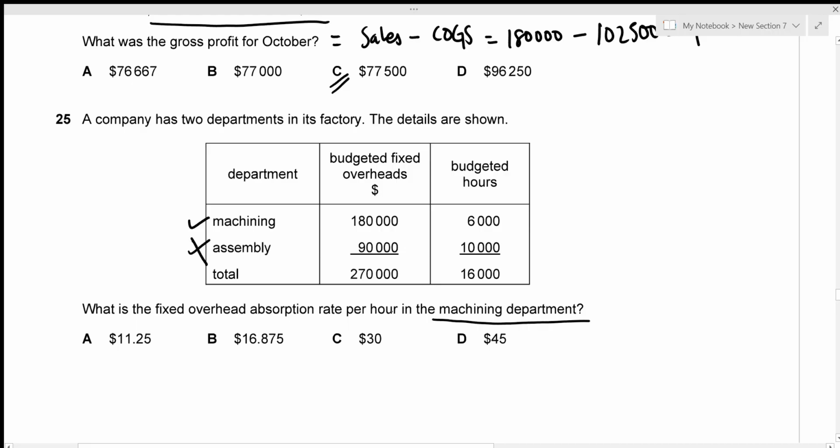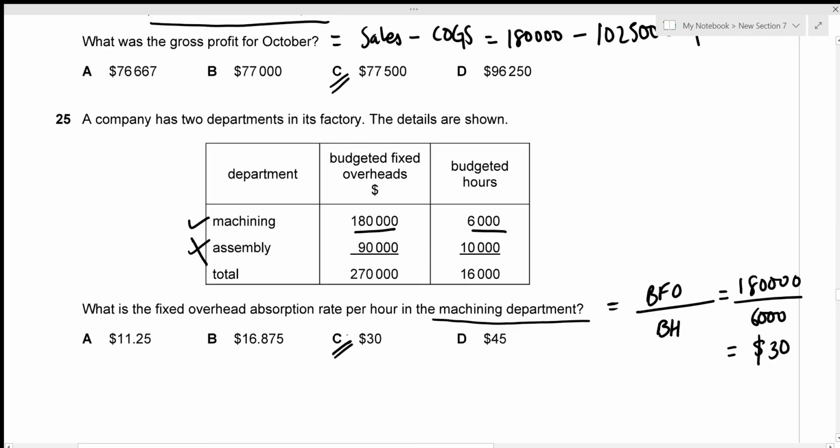And in order to figure out the fixed overhead absorption rate, that's going to be budgeted fixed overheads divided by budgeted hours. Since we're only talking about the machining department, we're going to include the values of 180,000 and 6,000. So that's going to be 180,000 divided by 6,000, which gives us the fixed overhead absorption rate of $30, which is given in option C.